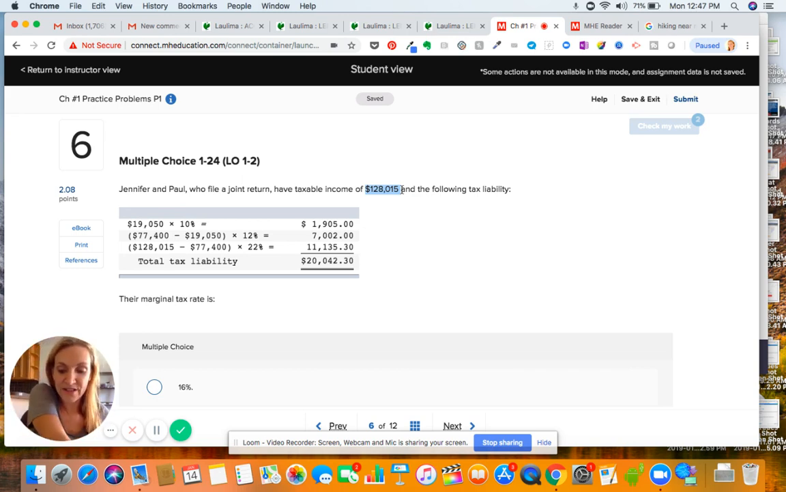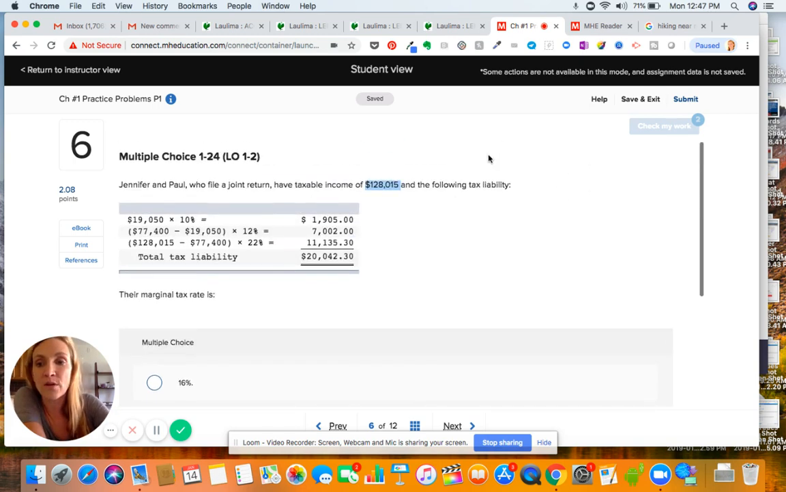19,000 to 77,000 is 12%. 77,000 to 165,000 is 22%. So that one included their taxable income. Their taxable income is between 77,000 and 165,000. I'm leaving off the change. And so if we look, that's 22%.